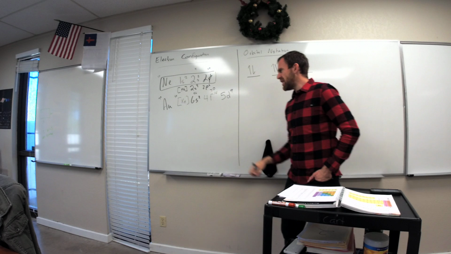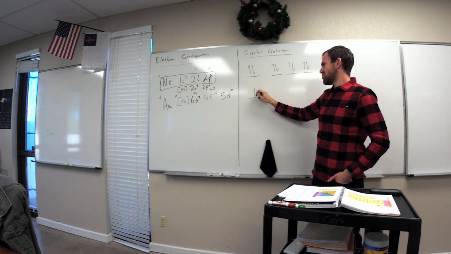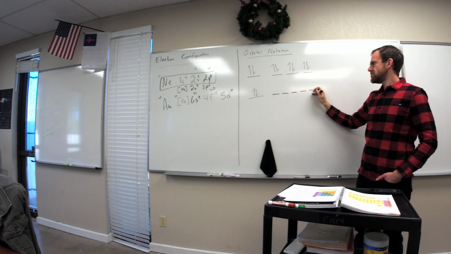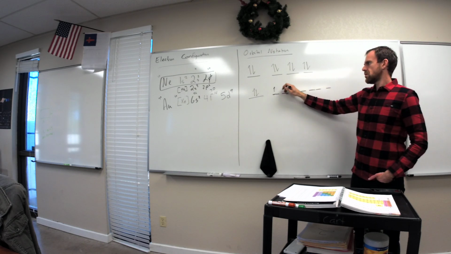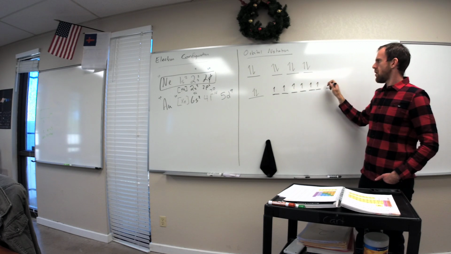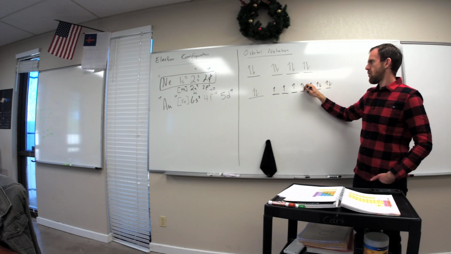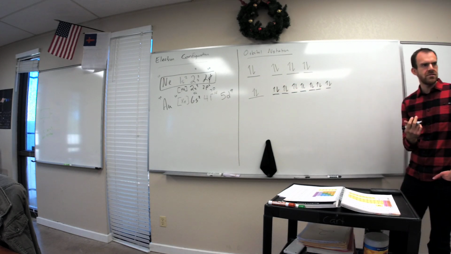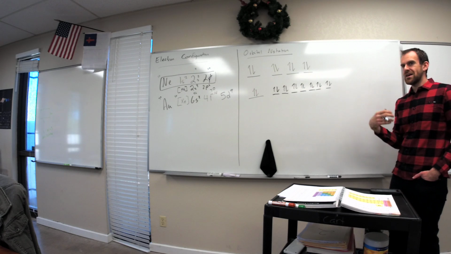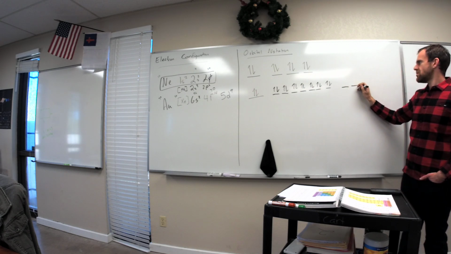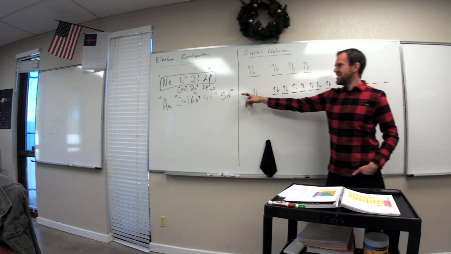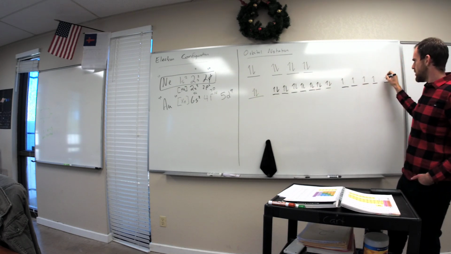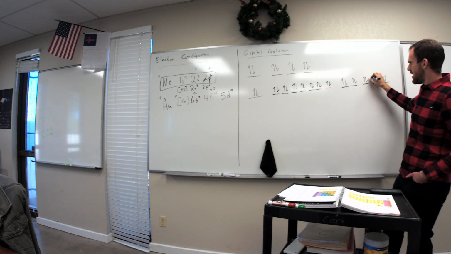So how would I write this one painfully? Well, here's my 6s orbital. For F, I have to write 7 of them. And the d orbital holds 10, so it gets how many spots? 5. And I put 9 of them in there. So 1, 2, 3, 4, 5, 6, 7, 8.